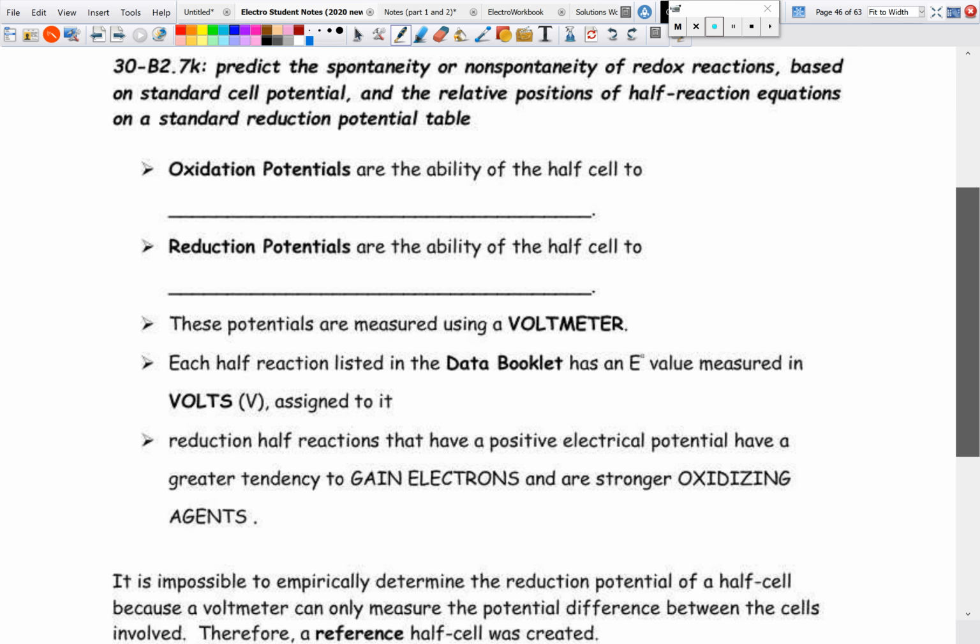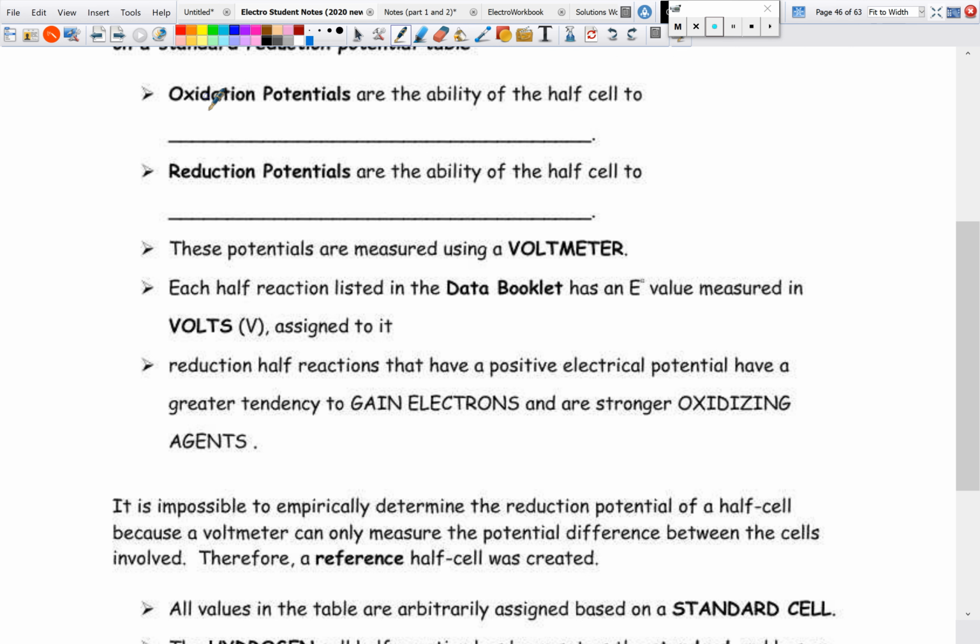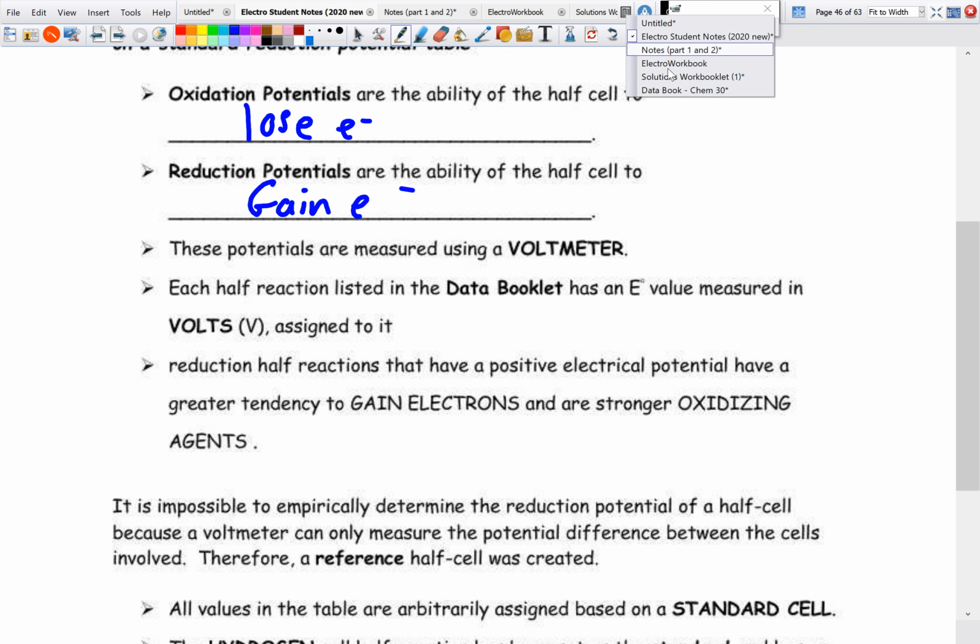So just some terminology out of the way. If you hear something called oxidation potentials, this is just the ability of a half cell to lose electrons, because oxidation is a loss of electrons, whereas reduction potentials is the ability of a half cell to gain electrons. Now, that word reduction potential you probably have already seen before.